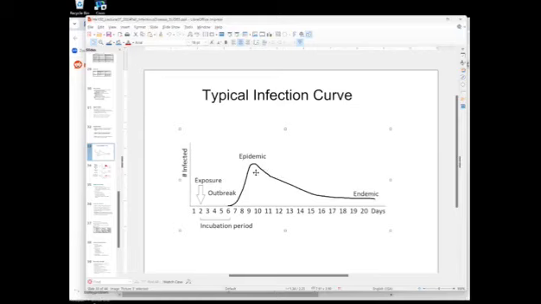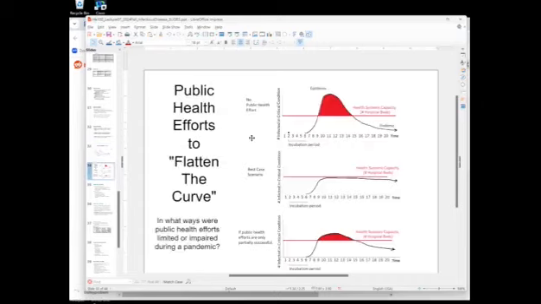So what about the COVID virus, the COVID pandemic, or at least the epidemic here in the United States? What did it look like? Well, it depends. So what if nothing was ever done? So no public health effort.